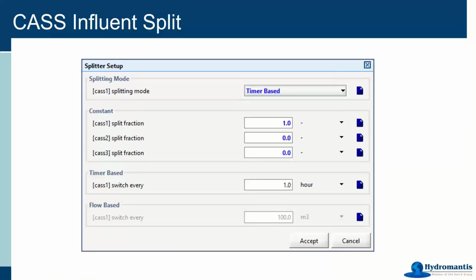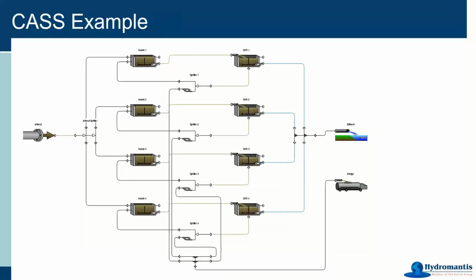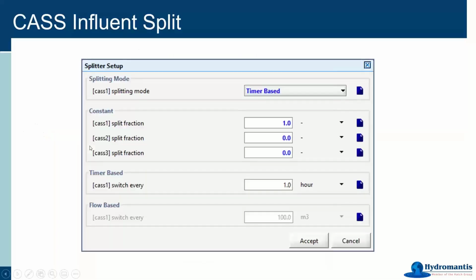So the way we do that, before I move on here, I'll just mention, this is a conventional 4-way splitter in GPS-X, and all of our splitters actually have this option. It's called the timer base. Normally, this will say constant, and you can set up most splitters that way. You can say, I want 40% to go this way and 60% to go that way. Or in this case of a 4-way splitter, it was 25, 25, 25, 25.